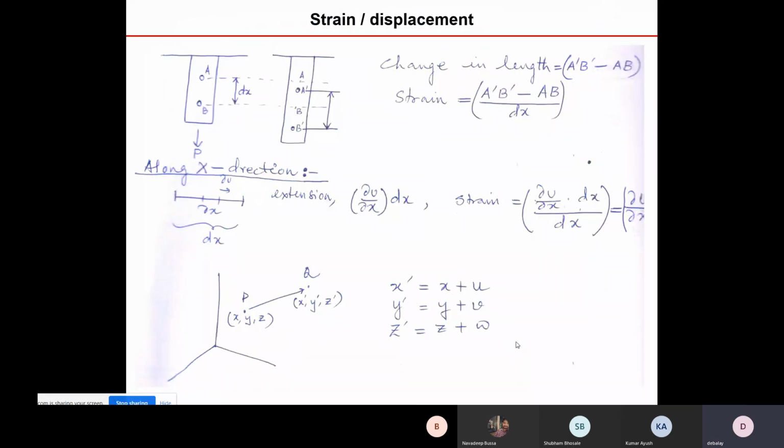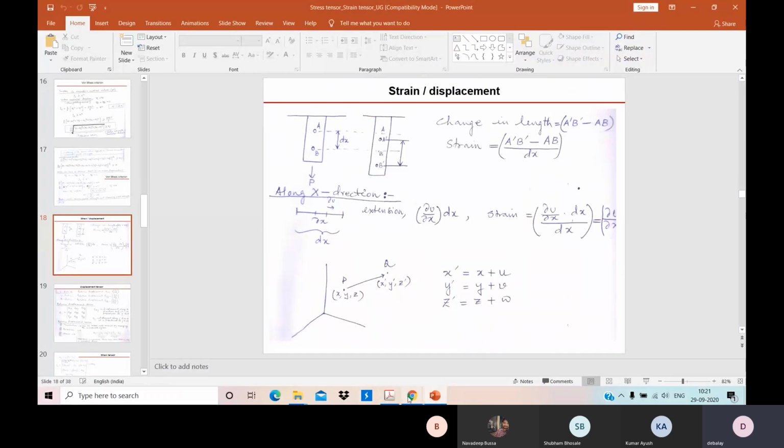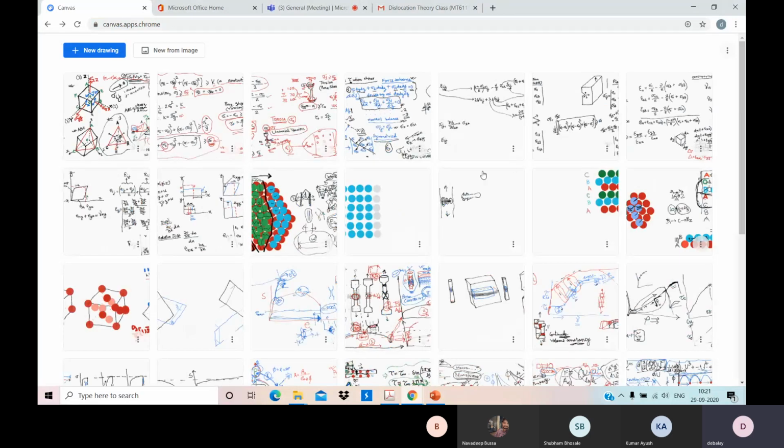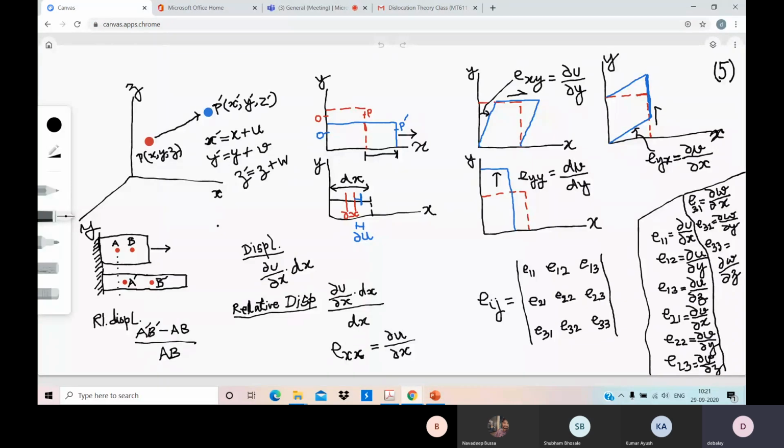Now in today's lecture, I will try to discuss a bit about strain. Yesterday we covered stress. Today we will cover strain. To start with, we will not use the word strain. We will use the word displacement. So what we are showing here in this plot is a point which was at P. Basically, the point P is moving to a new position, and the new position is P dashed.